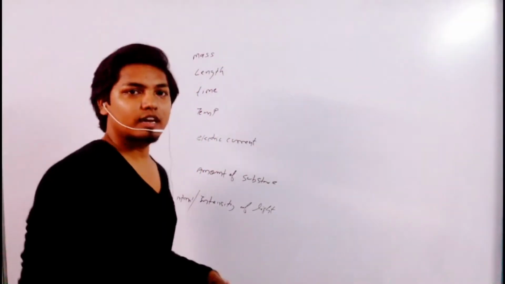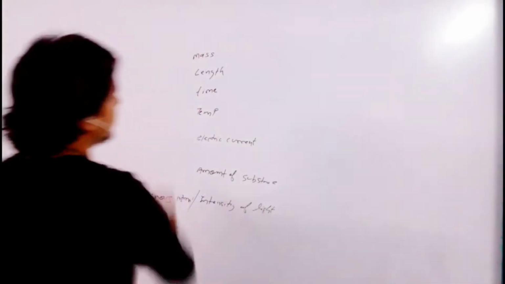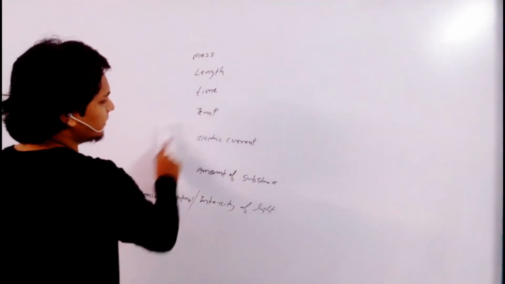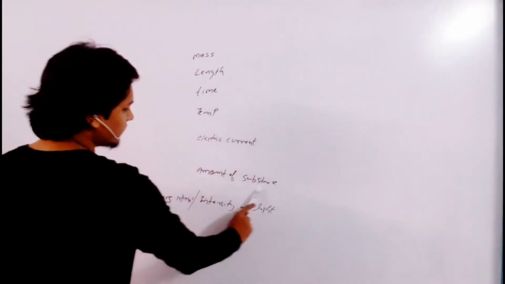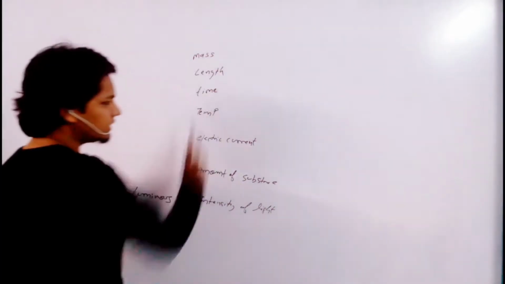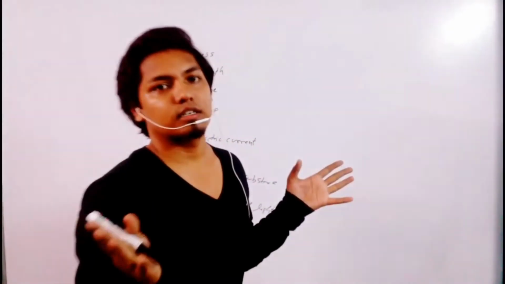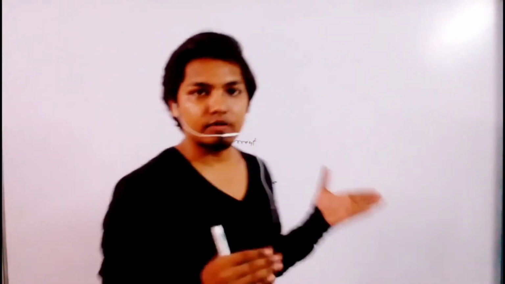So basically we have 7 types of fundamental quantities: mass, length, time, temperature, electric current, amount of substance, and luminous intensity, or I can say intensity of light. So these 7 are known as fundamental quantities, and all other remaining quantities are derived quantities.